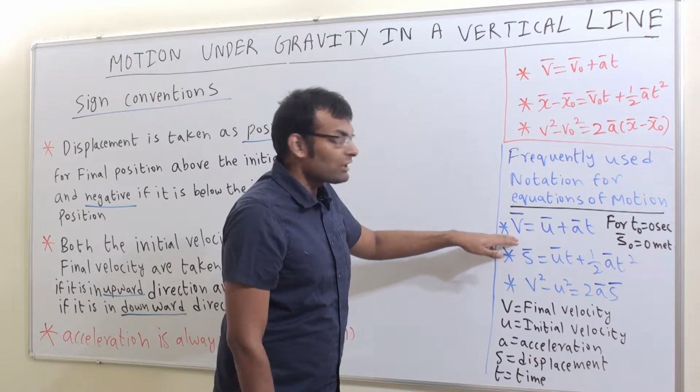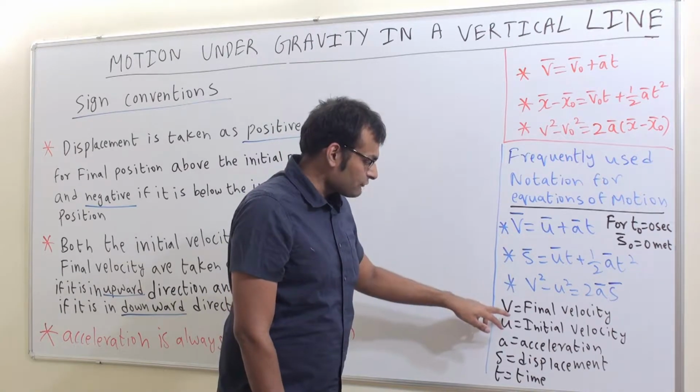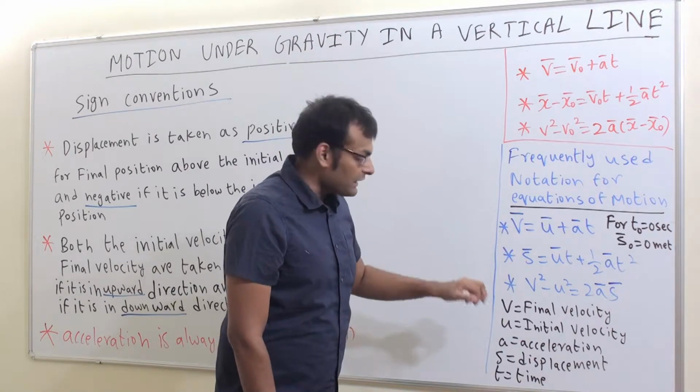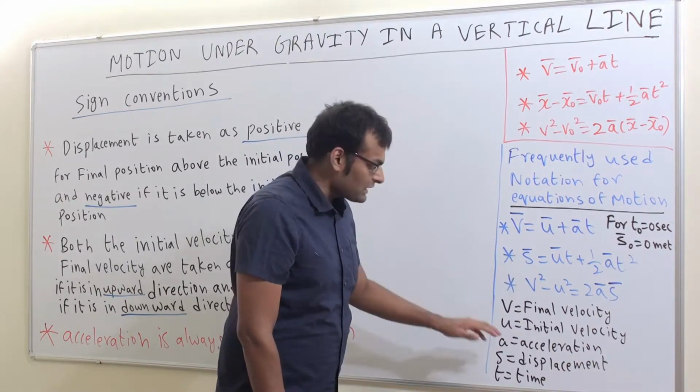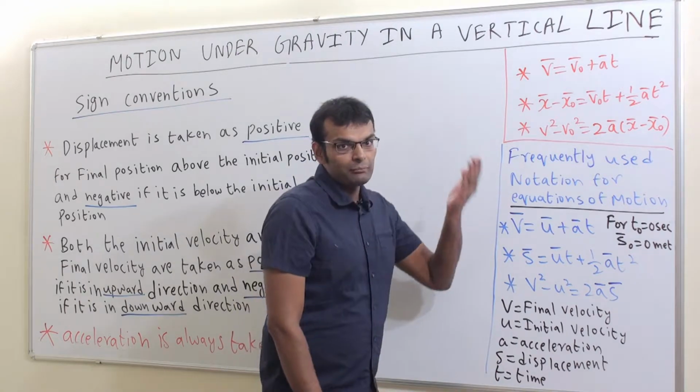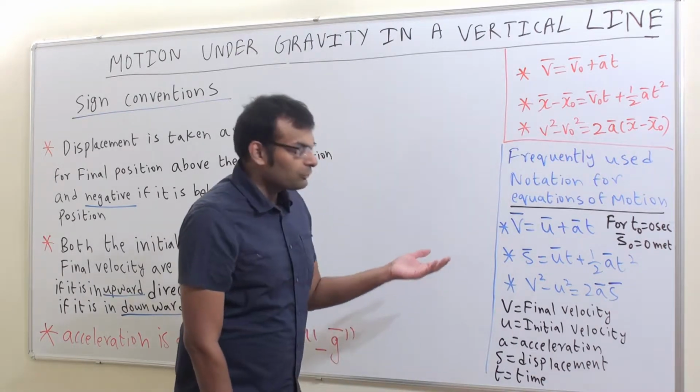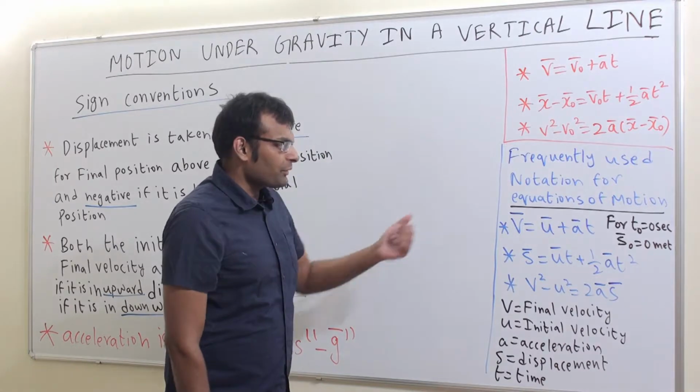Here, instead of the final velocity I write v bar. You can see final velocity is v bar, u bar indicates initial velocity, a bar indicates acceleration, s bar indicates displacement, and t indicates the time taken by the object to move from one point to the other point. These are the basic equations.